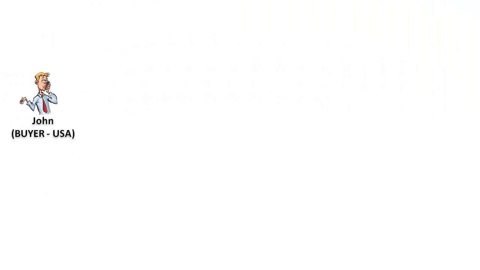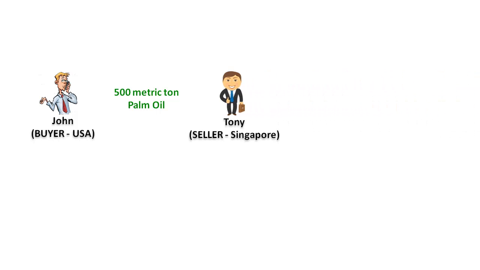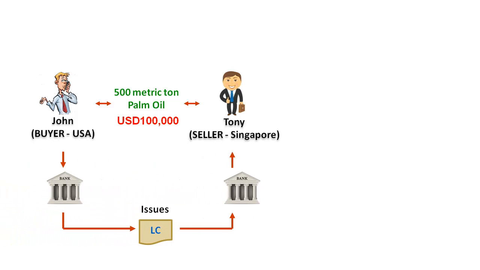Okay, let's say John, a buyer in the USA, wants to buy say 500 metric ton of palm oil. He knows someone in Singapore, Tony, who can supply him the palm oil with the quantity he required for, say, USD 100,000. So John agrees with the price and both of them enter into a sale contract. So without delay, John requests his bank to issue an LC in favor of Tony. The bank then issued the LC to Tony, which is advised through a bank in Singapore.